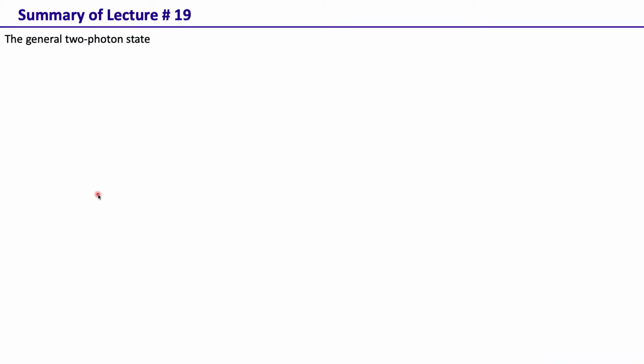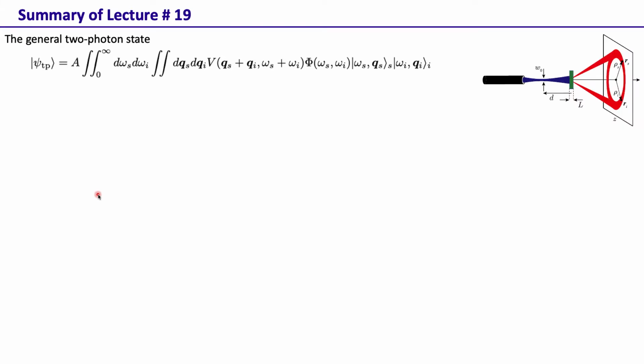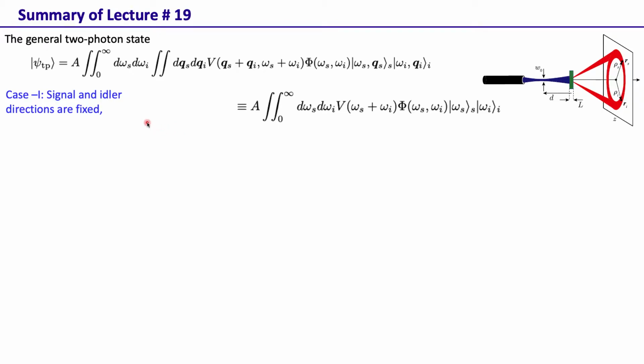So in lecture number 19, we derived the general two photon state, including the frequencies and the spatial frequencies, so that this state is applicable not only for the temporal two photon interference but also for the spatial two photon interference effect. So this is the general two photon state that we derived in the last lecture, and we looked at the two special cases of this.